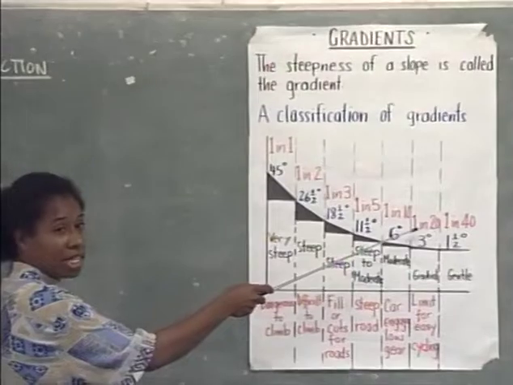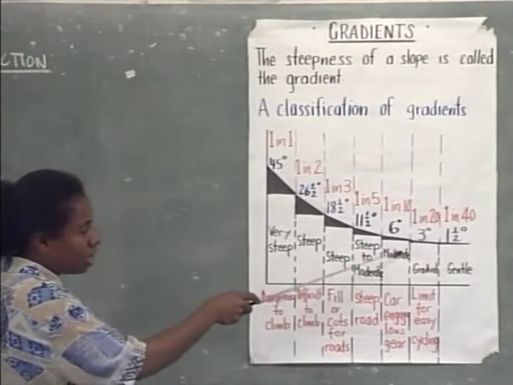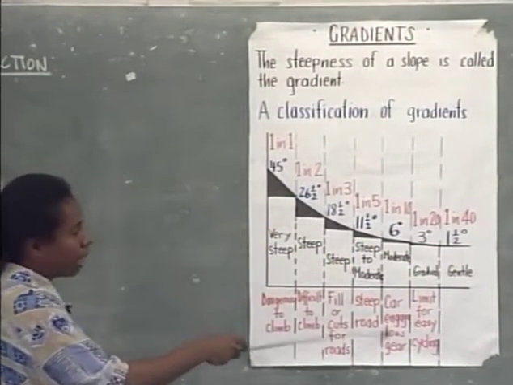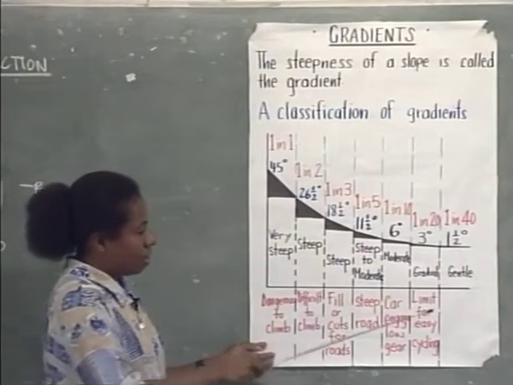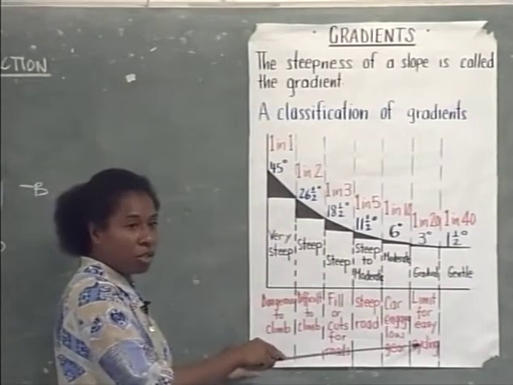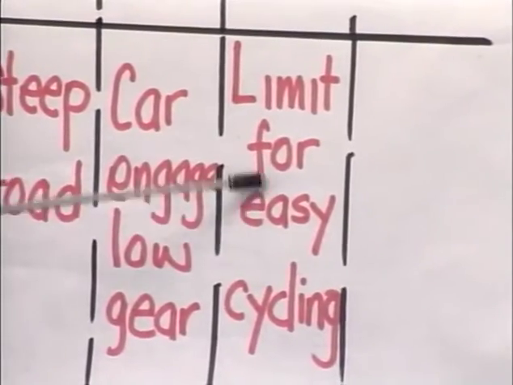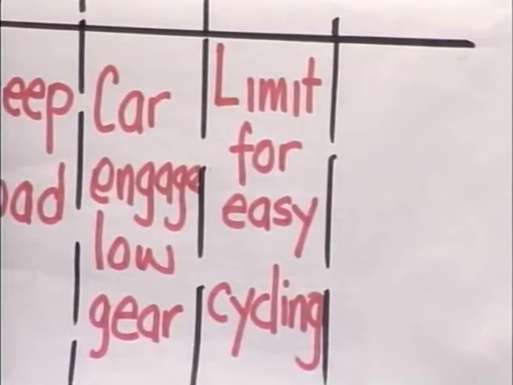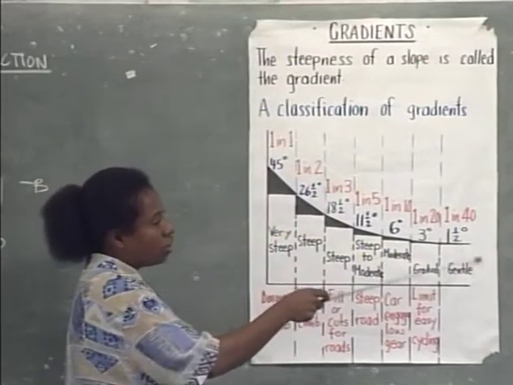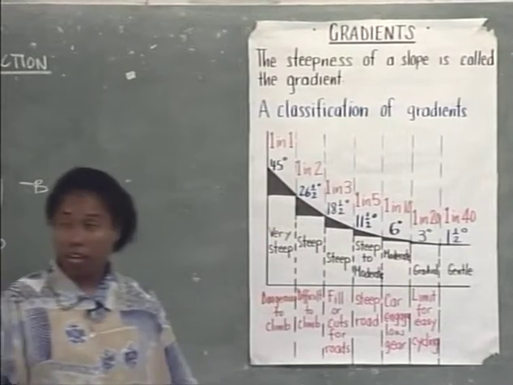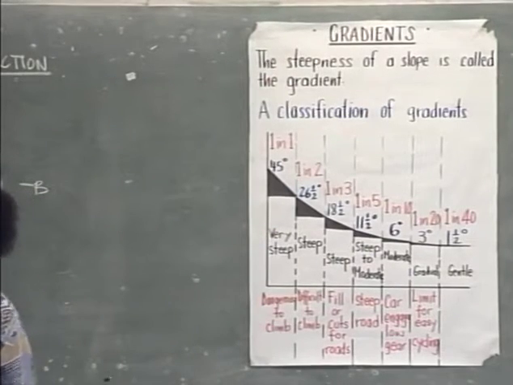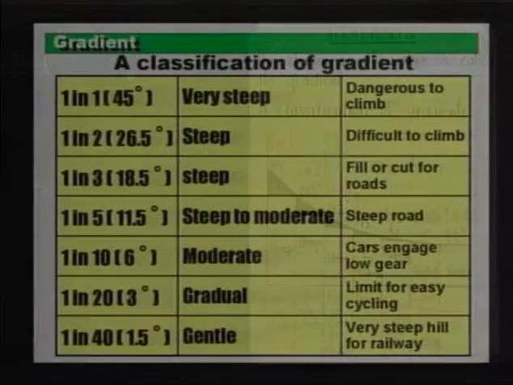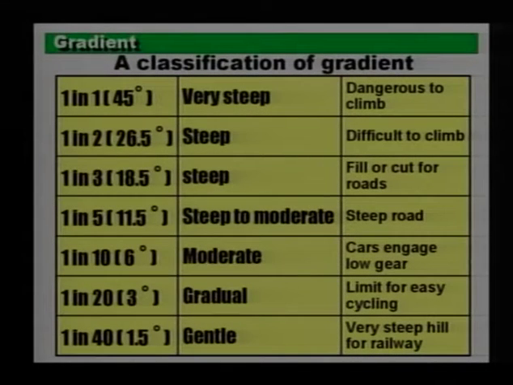So a slope of 1 in 10 is still moderate, but again, vehicles going to the top need to go on low gear. 1 in 20 is the limit for easy cycling. So for those people who use bicycles, that could be the limit. It's easy to cycle maybe to the top and then down again. And 1 in 40 is a very gentle slope, but for a railway to be constructed, it will still be considered very steep for construction of railways.